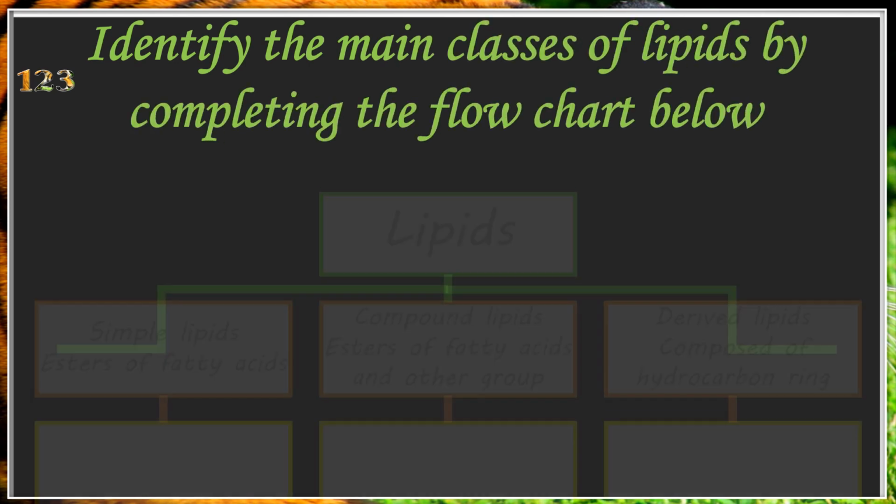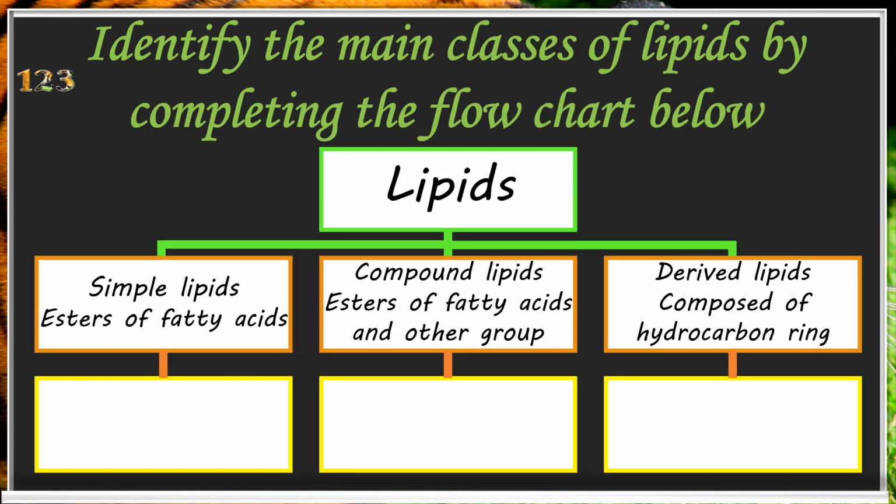Identify the main classes of lipids by completing the flow chart below. We have the lipids divided into 3 categories. They are simple lipids, where we have the esters of fatty acids. They are compound lipids, esters of fatty acids and other groups. Then there are derived lipids composed of hydrocarbons.